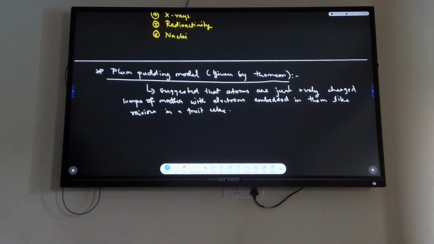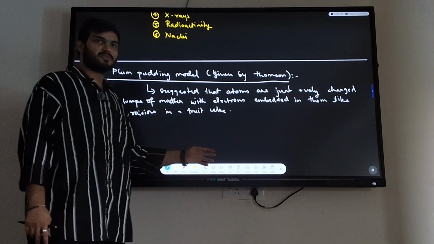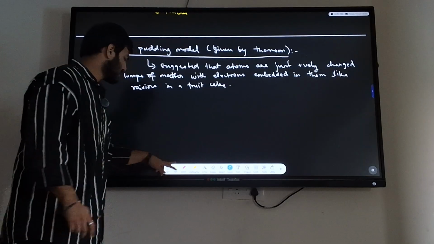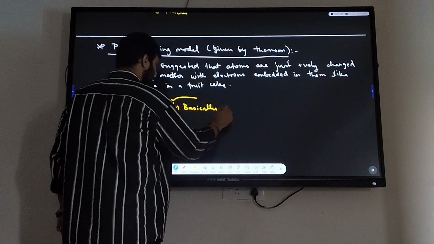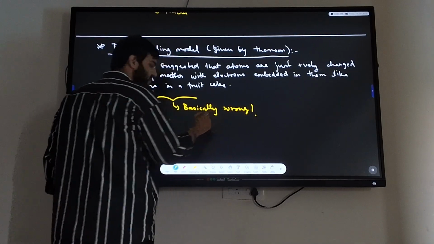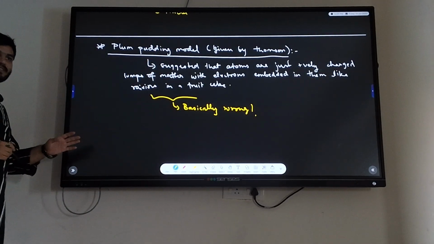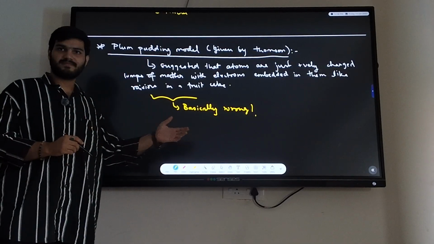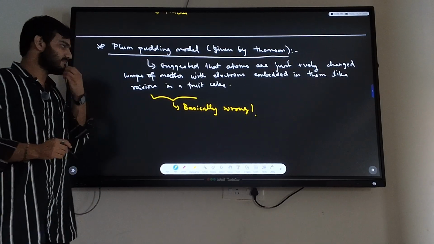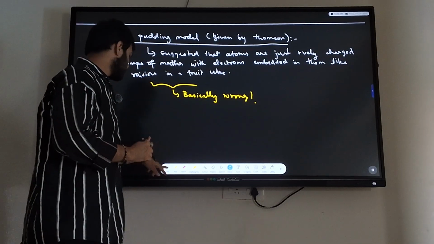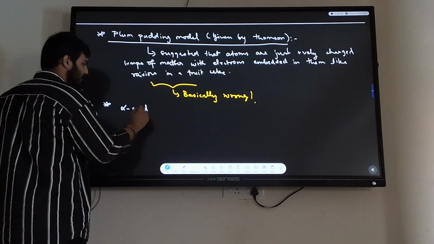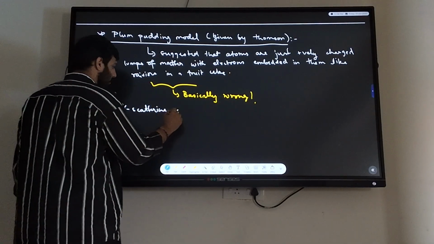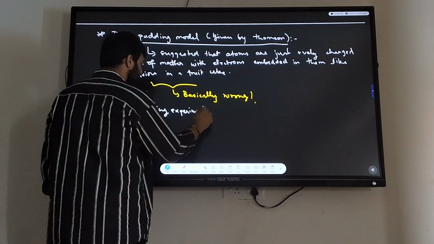Yes, this is the model, and I'm not writing any reasoning now. I think you have extensive notes in chemistry, so I'm just writing. Is it okay? I'm not giving any reasoning right now, but I already did when I was explaining. So this is the plum pudding model. Done. Go for the other model, the alpha scattering experiment.